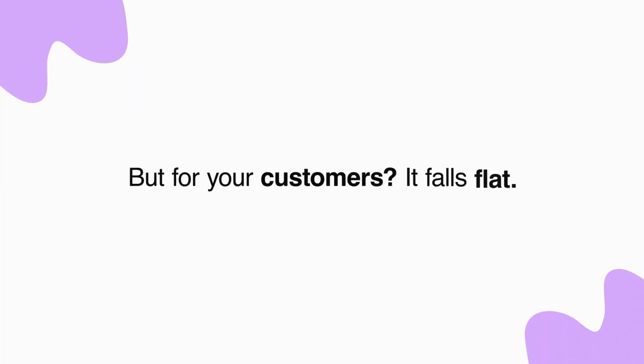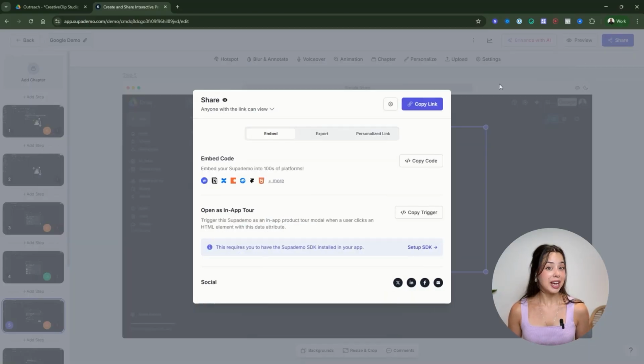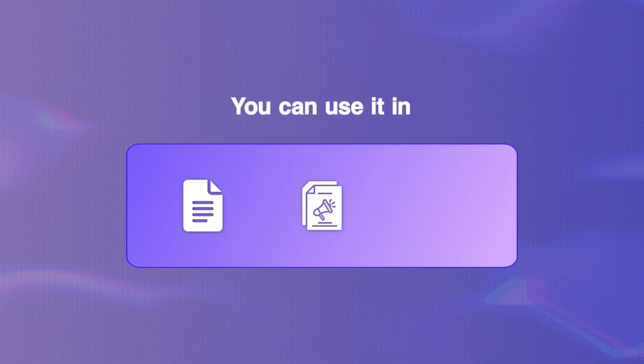And finally, reason number 5 is all about the customer experience. Loom is awesome for internal stuff like async stand-ups and quick feedback, but for your customers, it falls flat. Supademo is built for go-to-market teams. You can embed it on your site, drop it into onboarding emails, use it in help docs, sales decks, even post-call follow-ups. Wherever your customer is, Supademo fits.